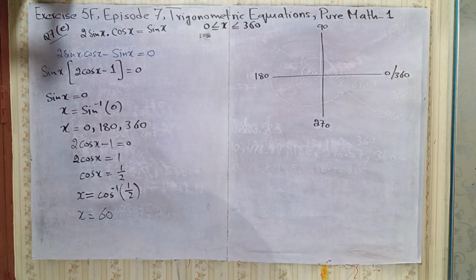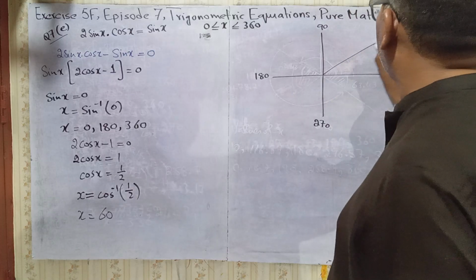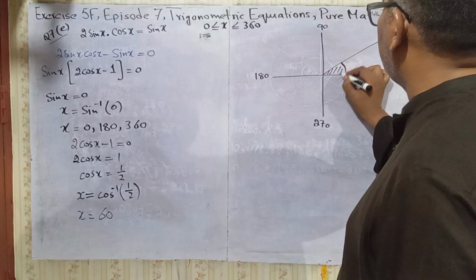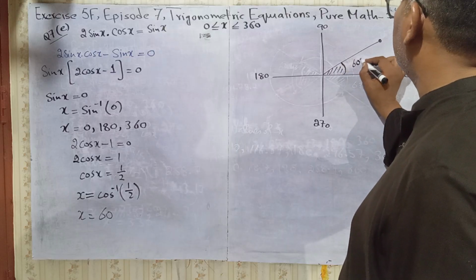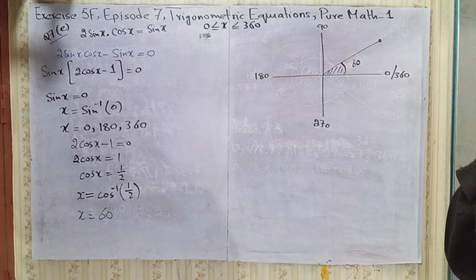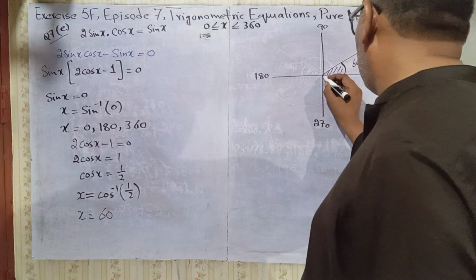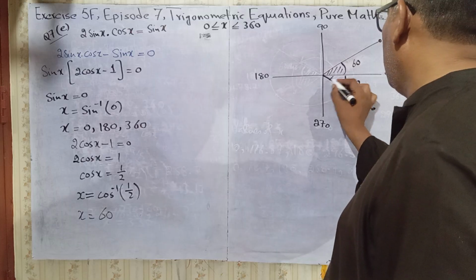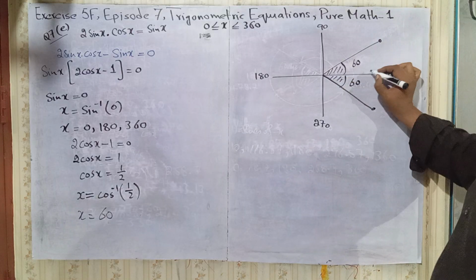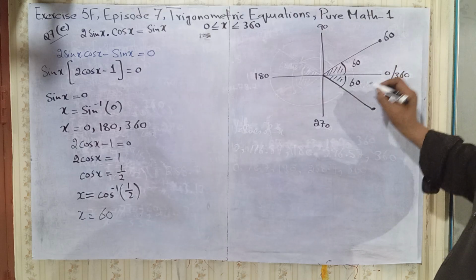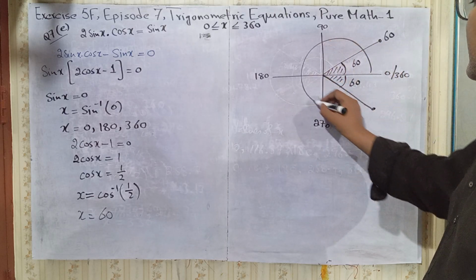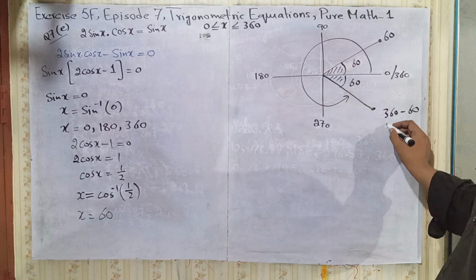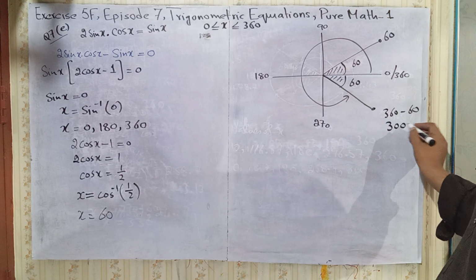The cos is positive at two places. The cos is positive here in the first quadrant. This angle is given to me. This is my base angle, this is 60 degrees. And the cos is also positive in the fourth quadrant. So the base angle will be the same, here also 60. This angle is directly 60, but how much is this other angle? This angle will be 360 minus 60, and this will be equal to 300.